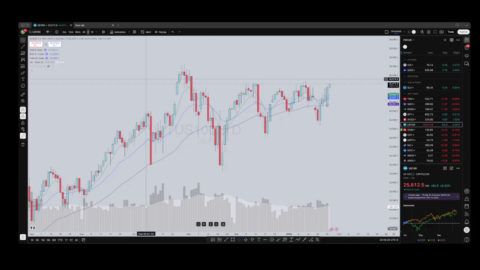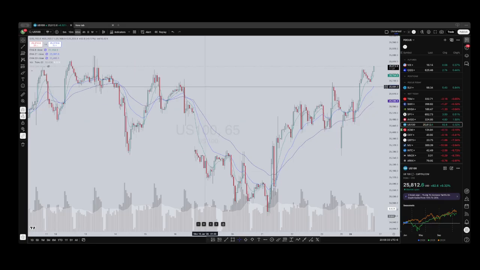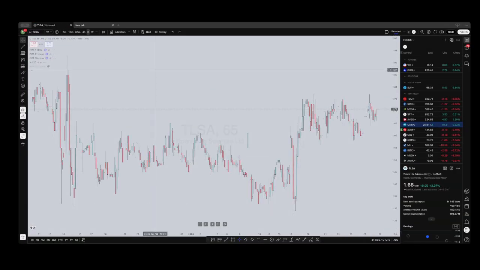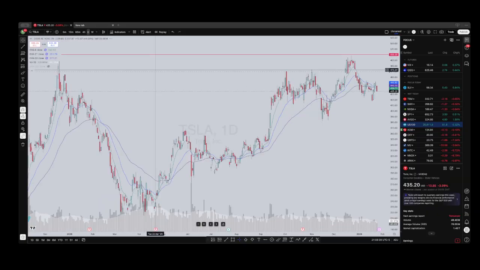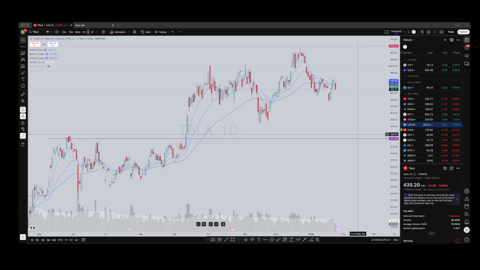I'm honestly surprised by this strength in tech. Certainly did not expect it. Yeah, I could see Tesla going to 380. I could see even lower to retest this base here. A flat open and puts can go crazy on an IV crush on earnings.